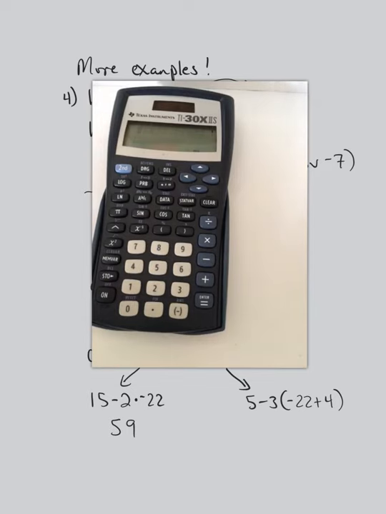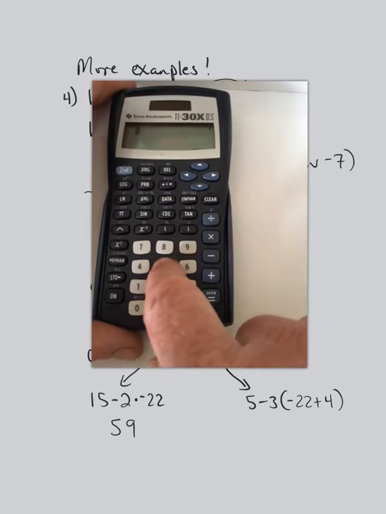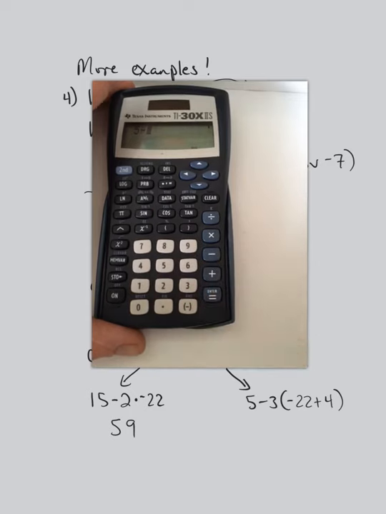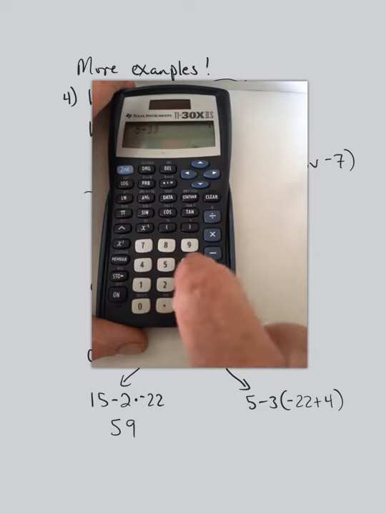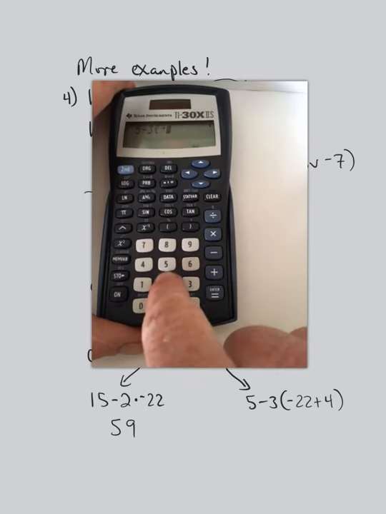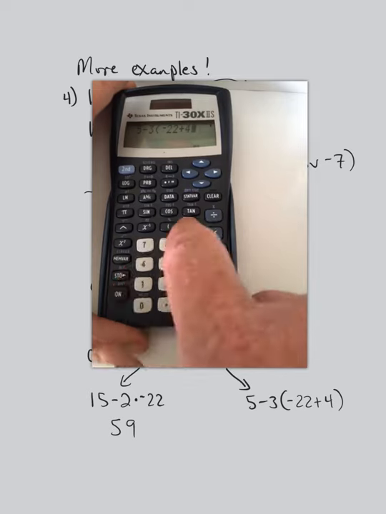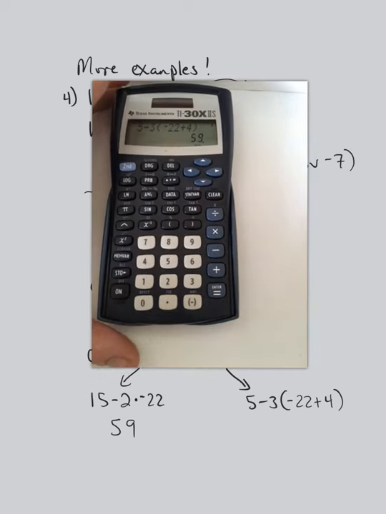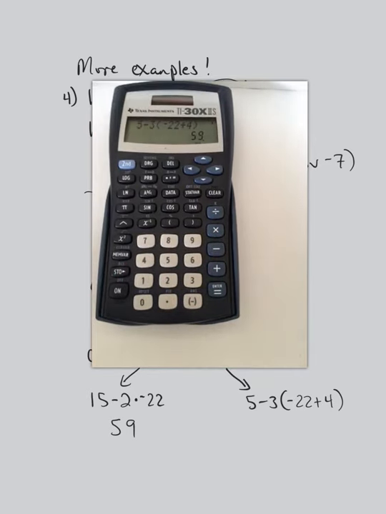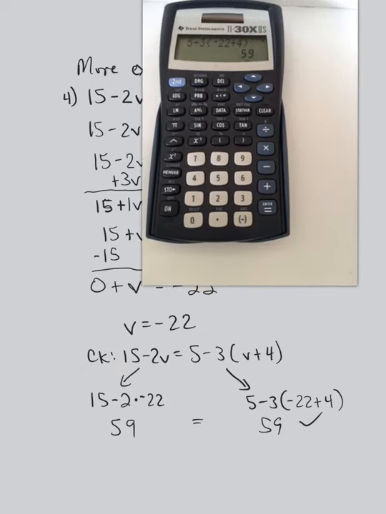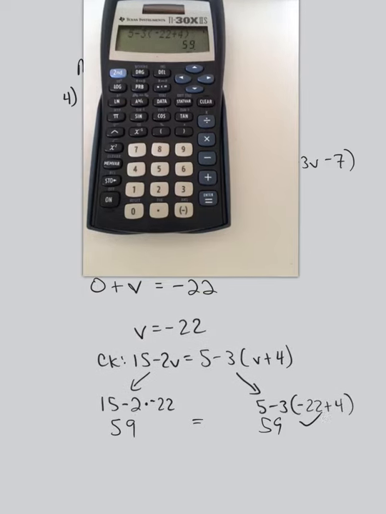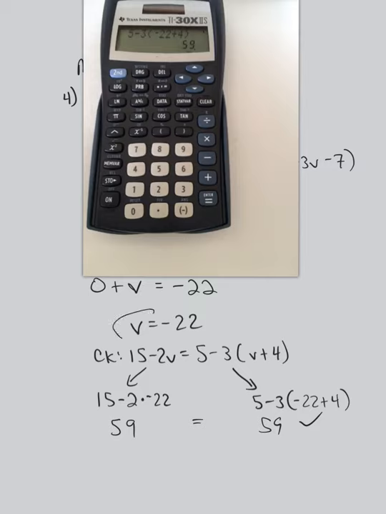Okay, so we get 59 on the left side, and now we just need to type in 5 minus, I'm checking the right side now, 5 minus 3 parentheses, make sure to use that negative key, negative 22 plus 4, close parentheses, hit enter. There's 59 as well. So yeah, we get that 59 on both sides, and so we're good to go, and that means that v equals negative 22 is our answer to that problem.